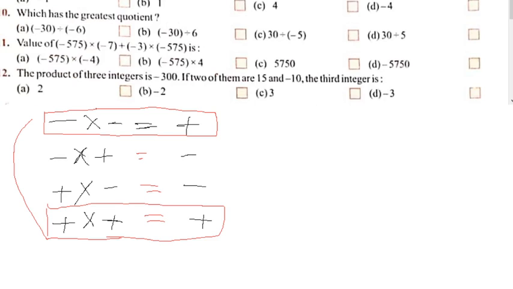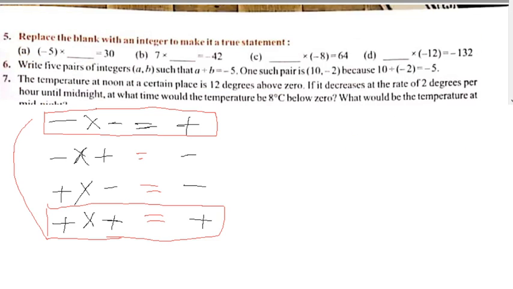Question 5. Replace the blank integer to make it a true statement. Okay, means we have to write here something, and then we will get this result. So see, minus 5 multiplied by something you will get 30. So by which number should it be multiplied? So you see here this result again is in the form of positive. So here negative. So again the next value we have to take negative, then we will get the result in positive.